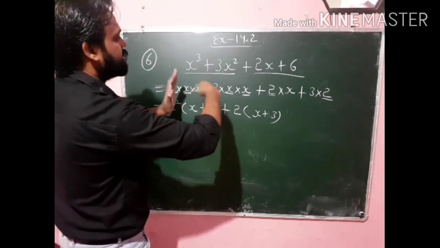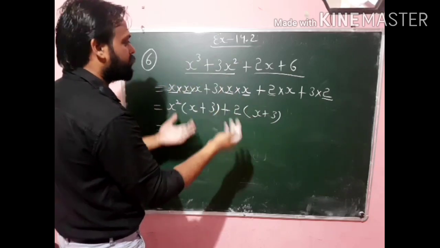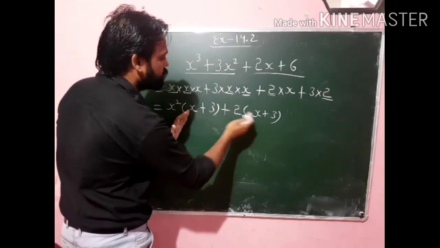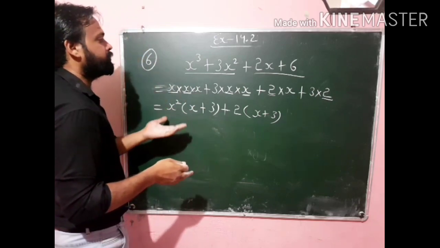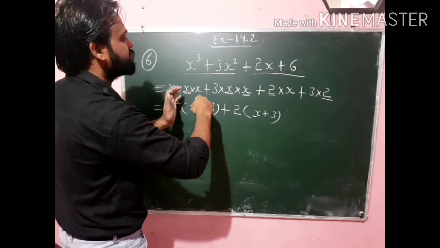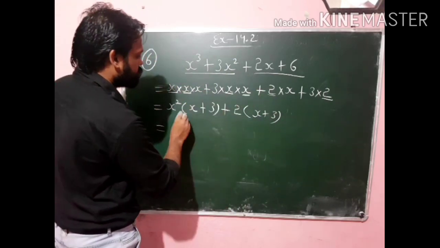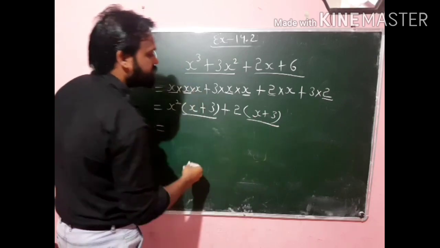So it means the groups we selected are correct, and the steps which we applied here are also correct. If we are not getting these two terms the same, then it means we have to change the groups again. We have to select some other terms into the first group and into the second group. But now in this case it is true. So you can see this x plus 3 and x plus 3 is common here.